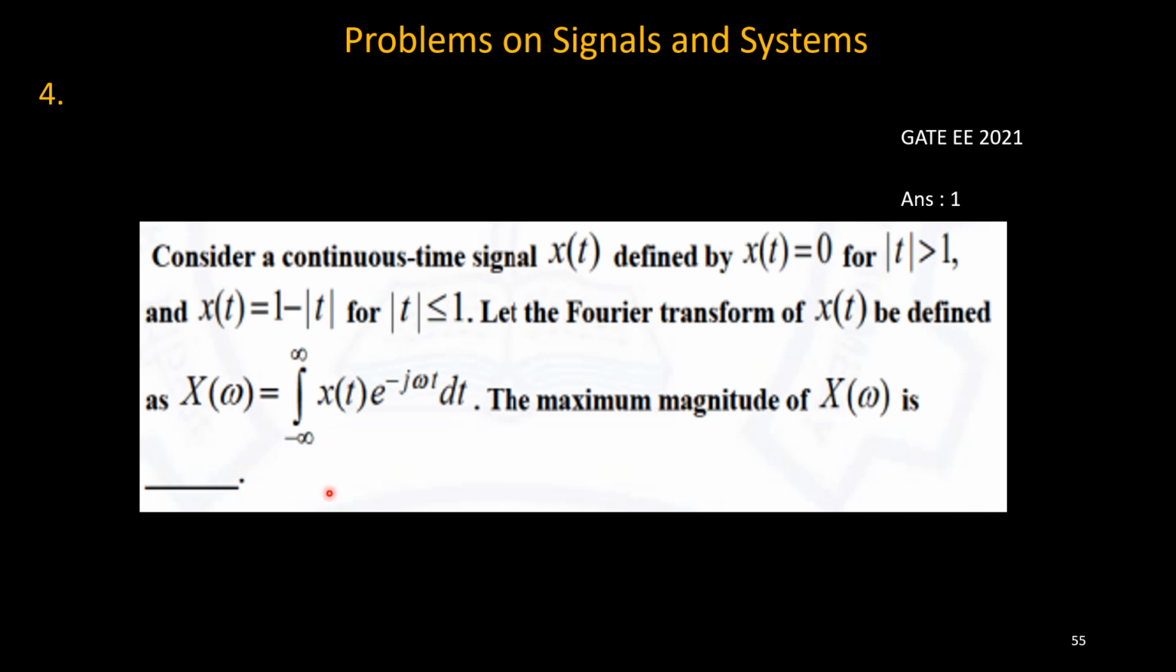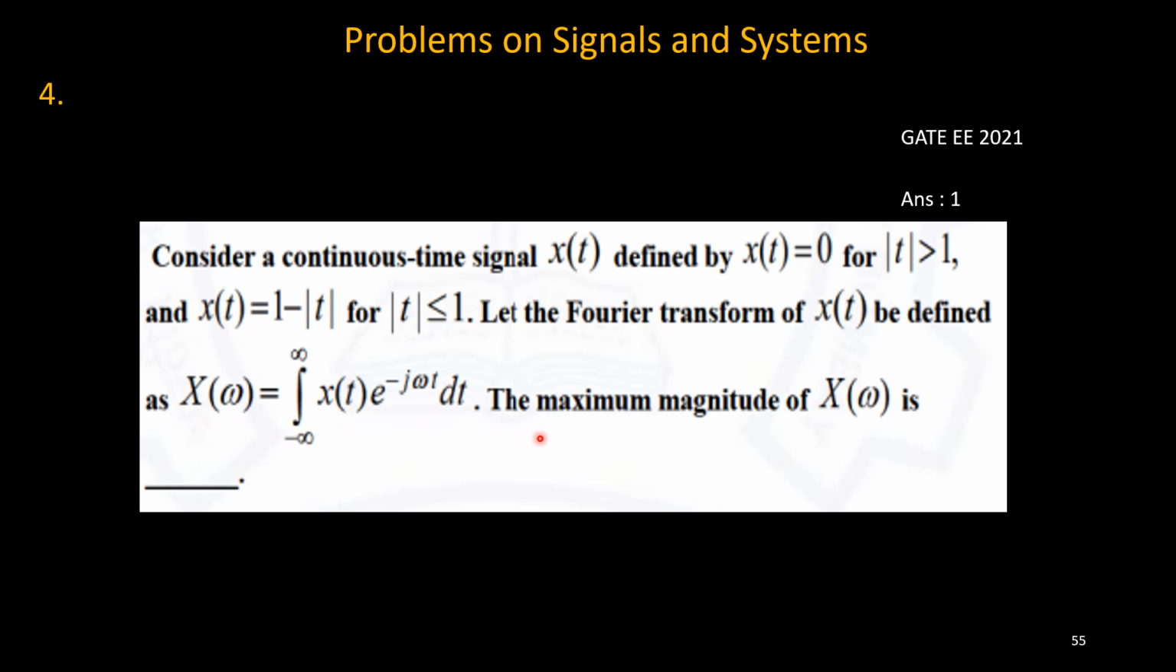Next problem is this one. So consider this problem. One continuous time domain signal x(t) is given. It is defined as x(t) equals 0 when mod t is more than 1, and x(t) equals 1 minus mod of t when mod of t is less than 1. Now, Fourier transform of x(t) is defined as this one. X(omega) is integration from minus infinity to plus infinity of x(t) e to the power minus j omega t dt. That is the standard definition of Fourier transform.